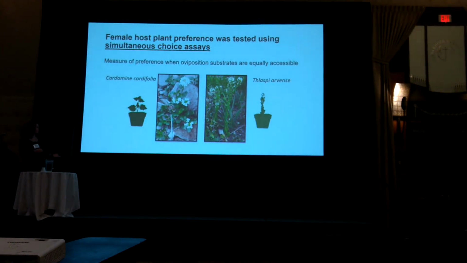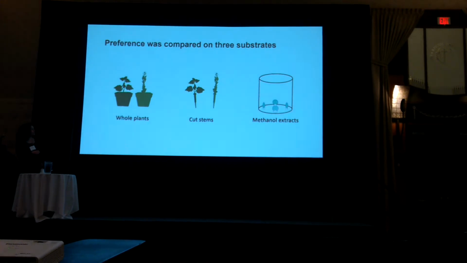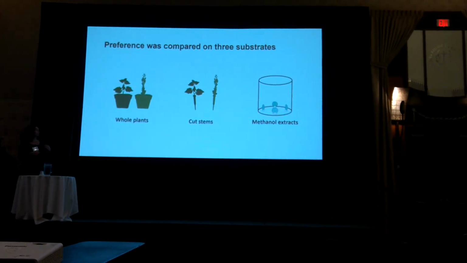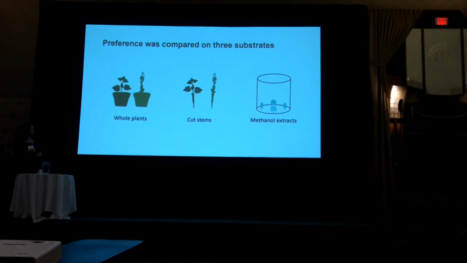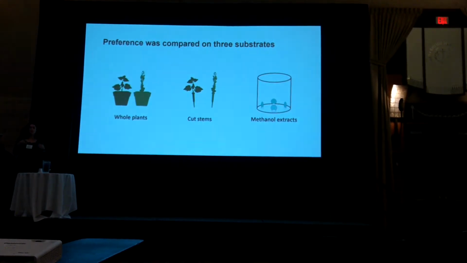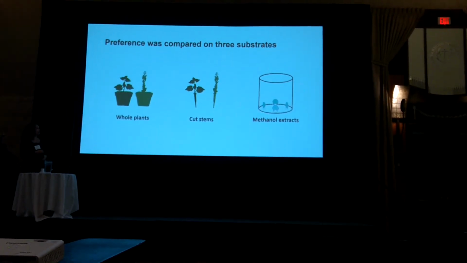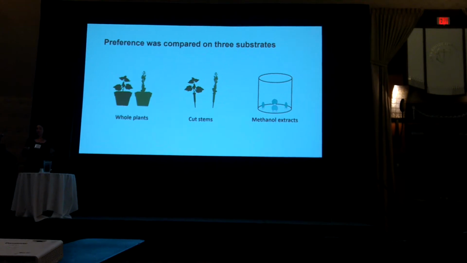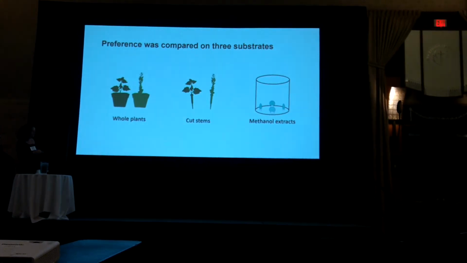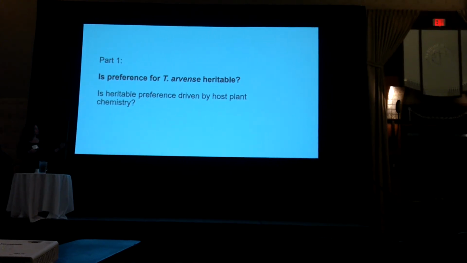these butterflies. We also tested on a variety of different substrates, including whole plants, cut stems, and then, to test whether the glucosinolate chemistry was contributing to these heritable phenotypes, methanol extracts that included the glucosinolates from the plants. So our first question: is preference for Lepidium draba heritable?